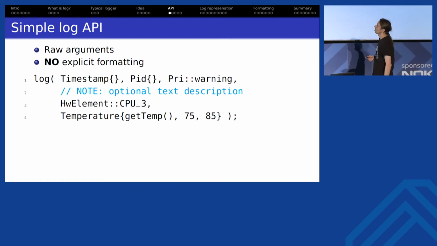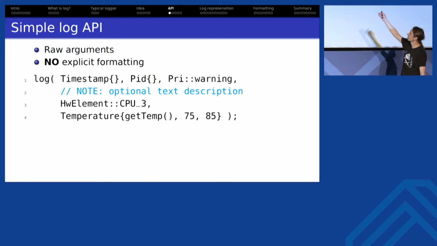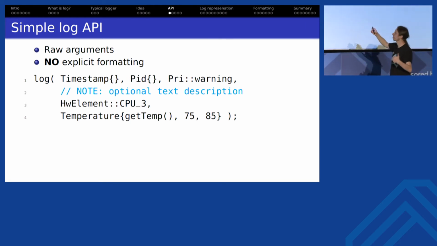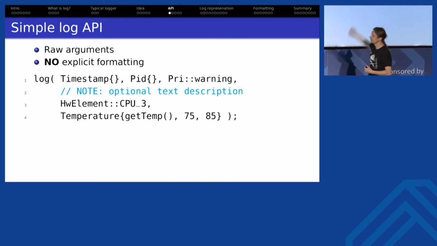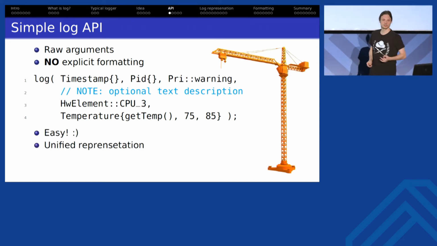So you put in a hardware element, CPU number 3, the temperature, which is a structure created by get temperature, so we are checking the current temperature of a node, and then putting in thresholds, and then you can log it. So it's actually quite easy for users to understand.